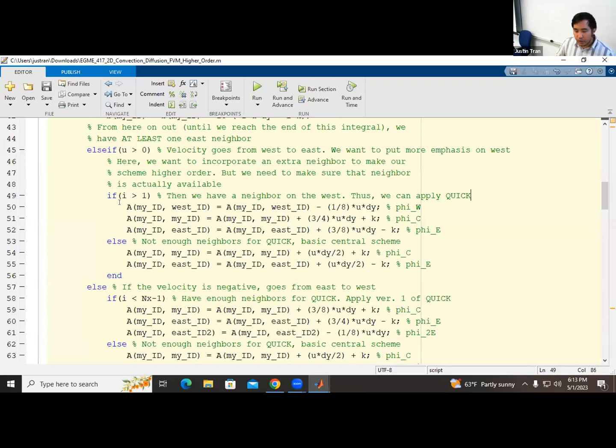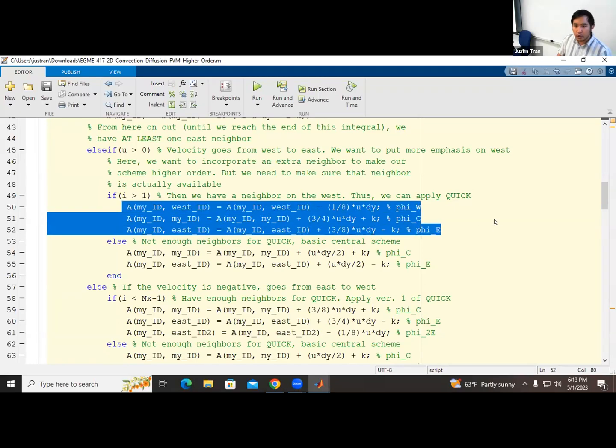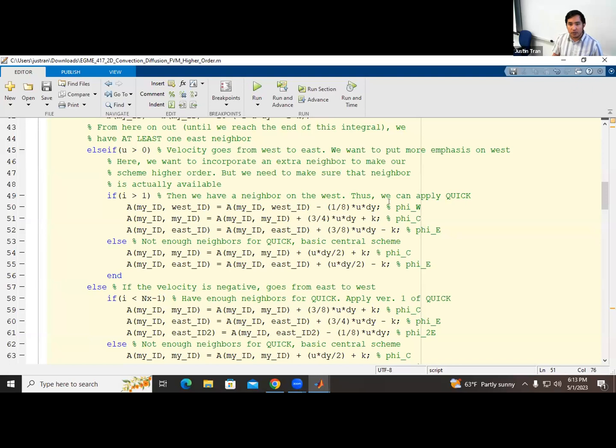For the QUICK scheme, we have three coefficients. We have a coefficient for phi sub w, that is -1/8 times u times dy. Then we have a coefficient for phi sub c, so that's 3/4 times u times dy plus k. And the coefficient for phi sub e is 3/8 times u times dy minus k. Those coefficients are read off directly from our notes.